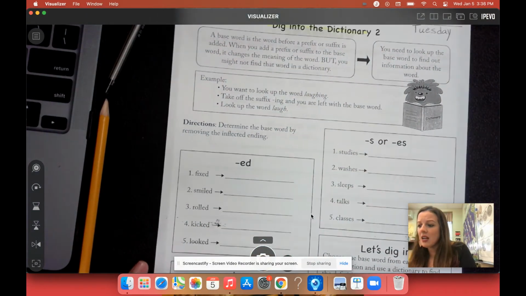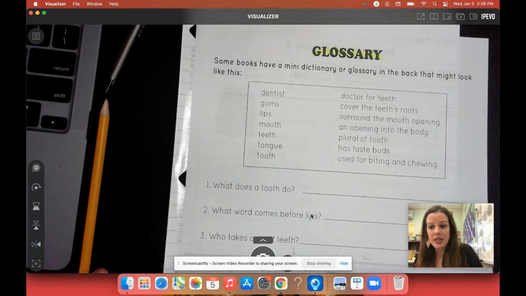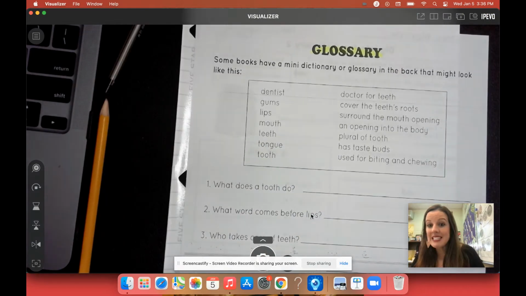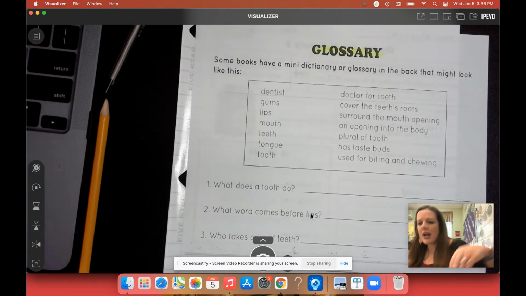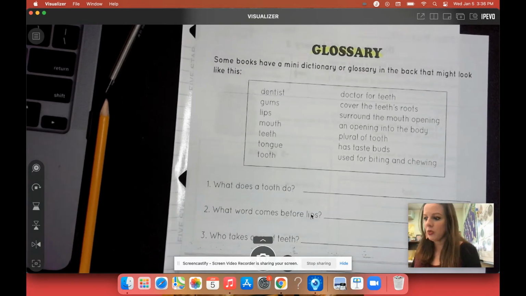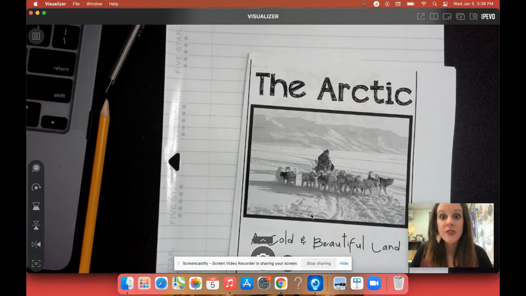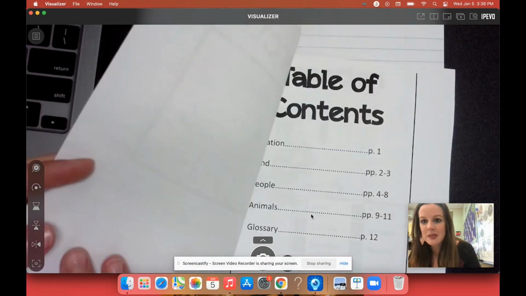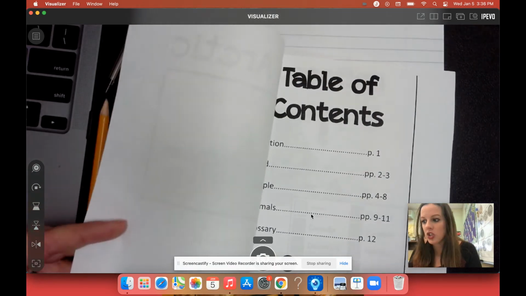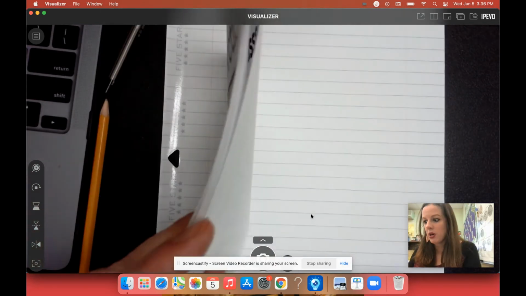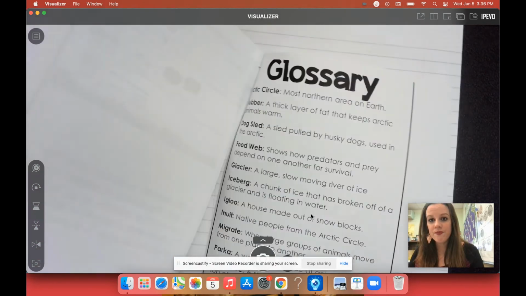Now, let's talk about glossaries. You have probably seen a glossary on the back of a nonfiction book. In fact, I think I have one around here. I do. Ever seen this book before? This book is called The Arctic. It is a nonfiction book about the Arctic. There are lots of text features in this book. One of the text features in nonfiction books are glossaries.